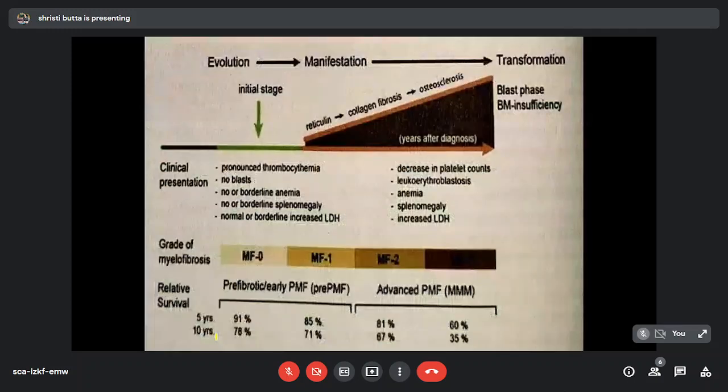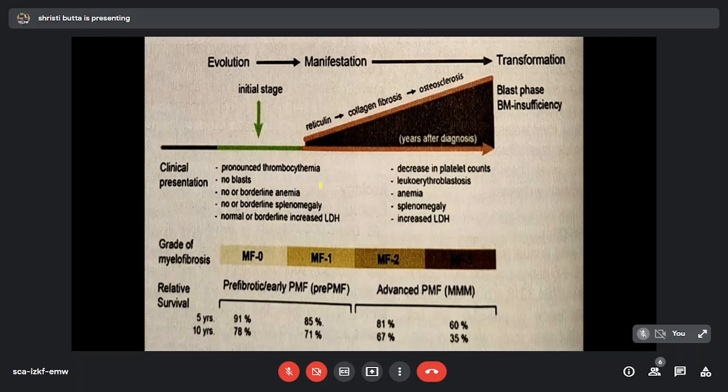Now, coming to the evolution manifestations that you see and subsequently the transformation to the blastic phase. The clinical manifestation when the patient initially presents to you is pronounced polycythemia. There is no blast, no borderline anemia, no borderline splenomegaly, and normal or borderline increased LDH levels. The manifestation moves on from reticulin deposition to collagen fibrosis and subsequently osteosclerosis.